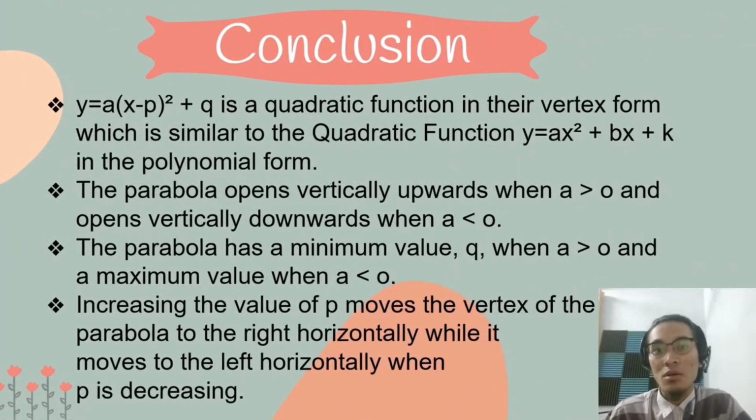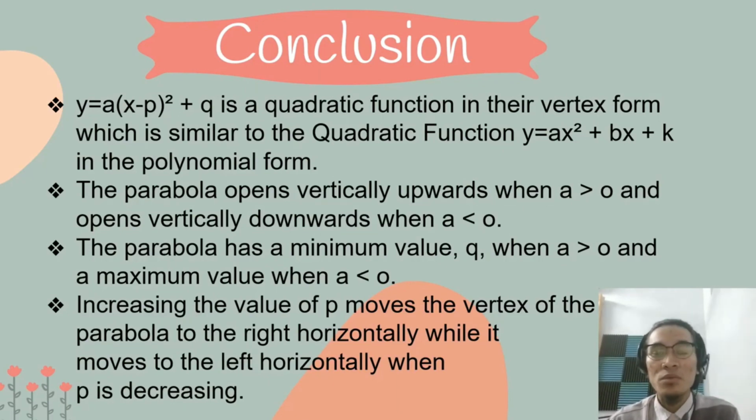For the conclusions, first, y equals a(x minus p) squared plus q is a quadratic function in vertex form, which is similar to the quadratic function y equals ax squared plus bx plus c in polynomial form. Second, the parabola opens vertically upwards when a is more than 0 and opens vertically downwards when a is less than 0. Third, the parabola has a minimum value when a is more than 0 and a maximum value when a is less than 0.